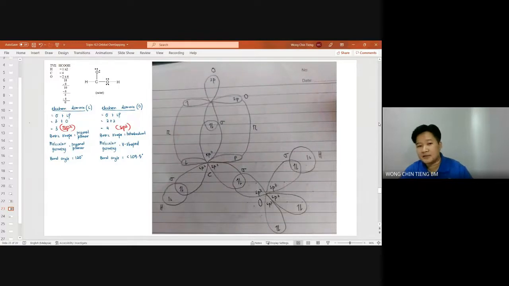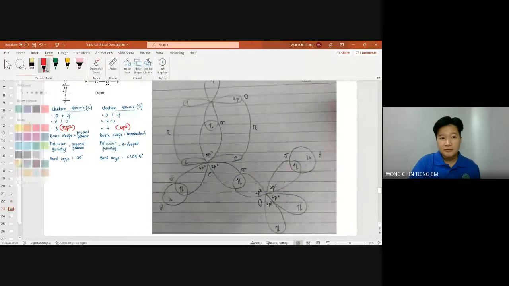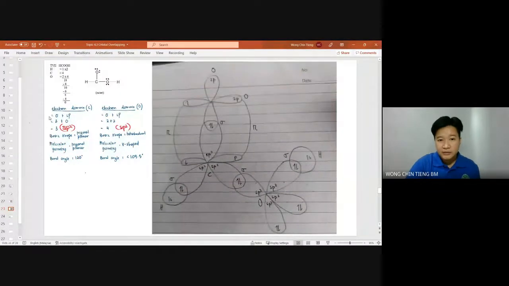Okay, tapi ada sikit nak tegur Azri. Pi bond, bila kamu ada 2p orbital overlap, and the 2p orbital that overlap 180 degree like that selari, baru akan hasilkan satu pi. So, bila kamu overlap, okay, dah warna merah. Just nak tunjuk sikit, bila kamu overlap kat sini sayang, satu bridge, dua bridge. Alright, dia overlap atas bawah, kamu hanya boleh hasilkan satu pi sahaja.